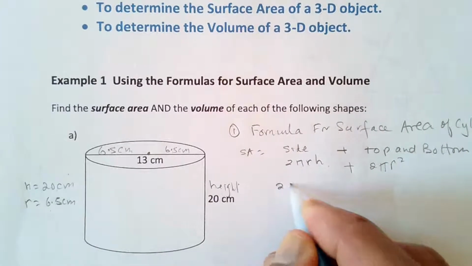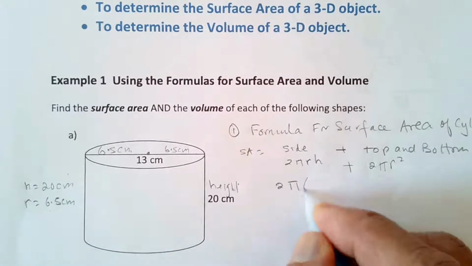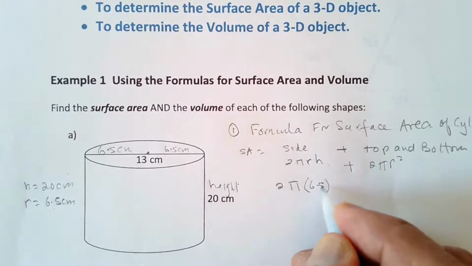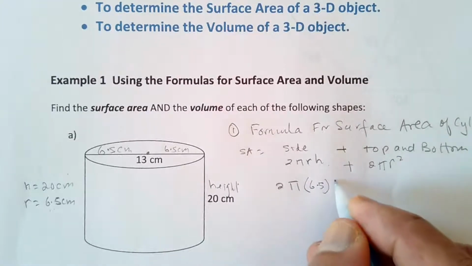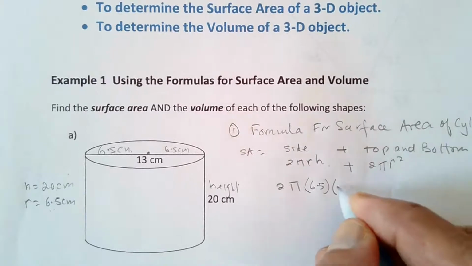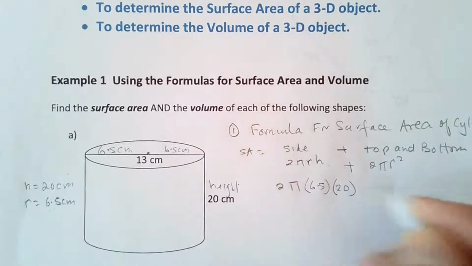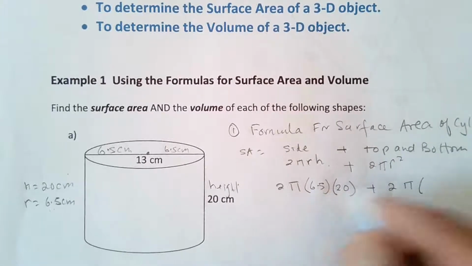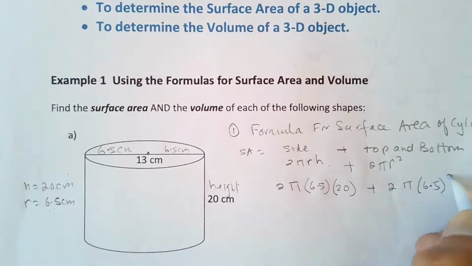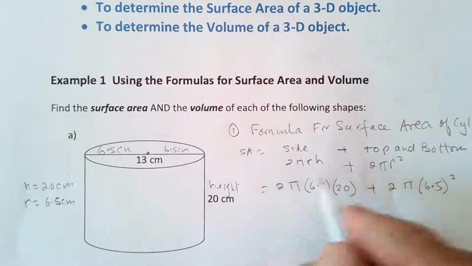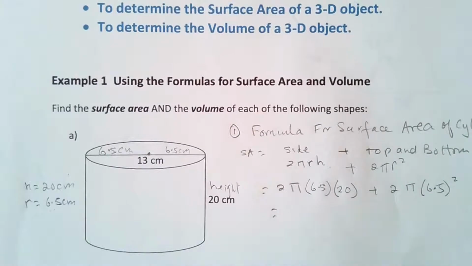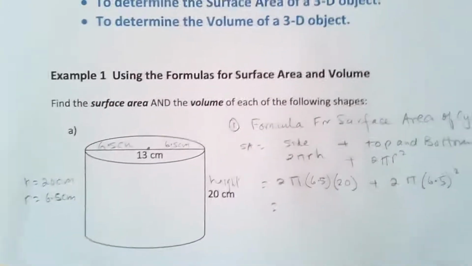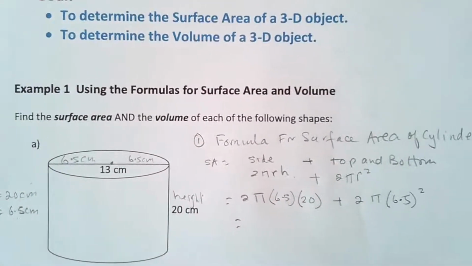So we have 2 pi, radius is 6.5. I just put bracket to replace multiplication, times 20, plus 2 times pi times the radius of 6.5 to the power 2. Now I'll need my reliable calculator, do some work. Let's shift over here.